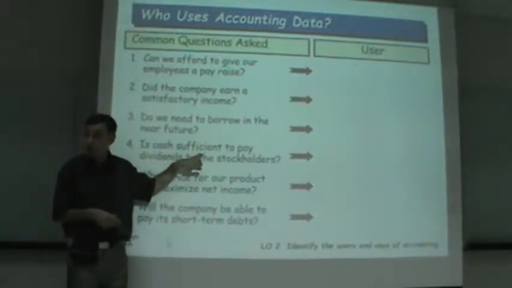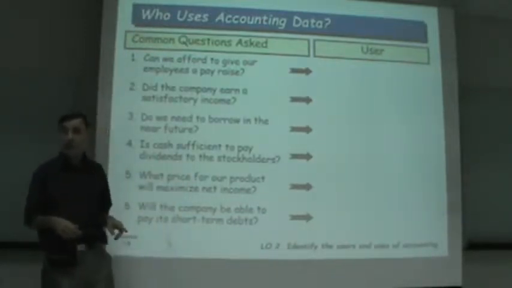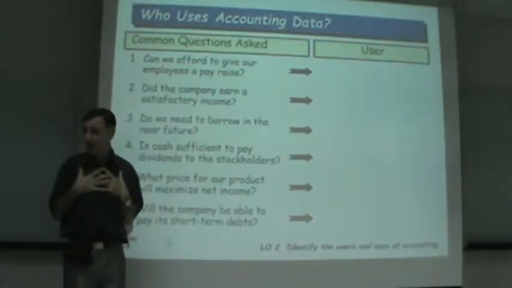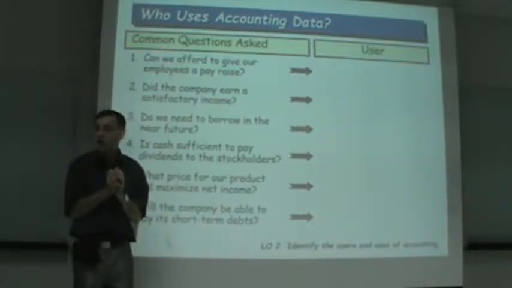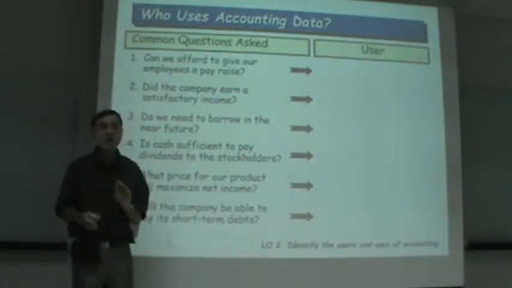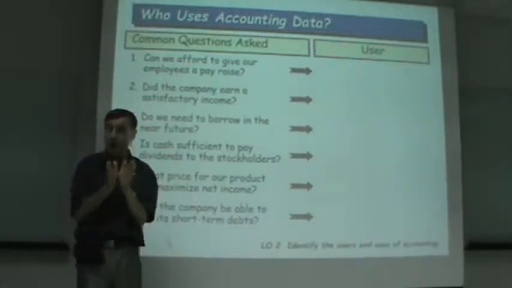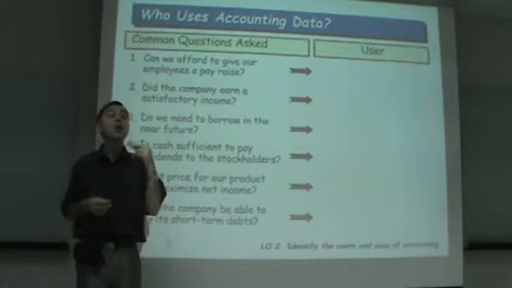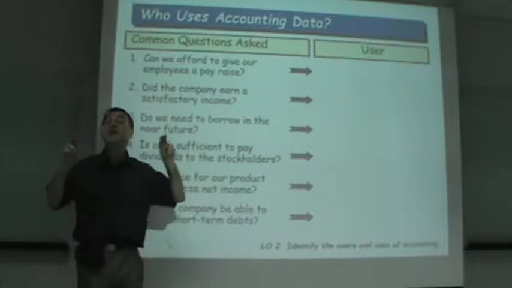Next one. Is cash sufficient? Do we have enough cash to pay dividends to stockholders? So, a stockholder is an investor. A stockholder is someone who owns stock. And stock is a piece of ownership. So, if the company has 100 shares, that's what we call a share, and you own 1 share, this means you own 1% of the company. So, a stockholder is the same as an investor.